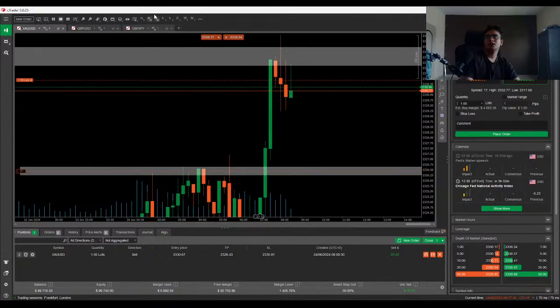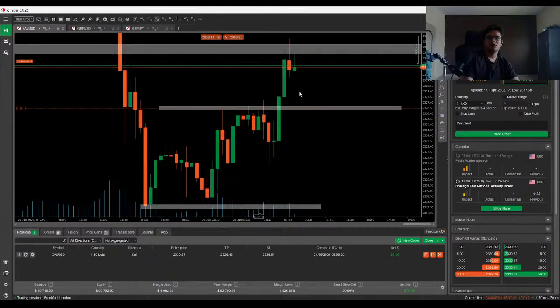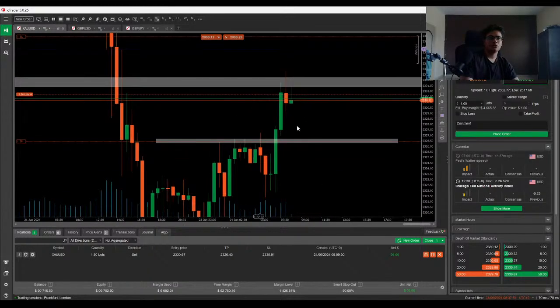Or we can increase our lot size when this candle flips and breaks the lows, and close it at 10 to 15 pips or so. Let's see, but we need to wait at this point. I cannot do anything.